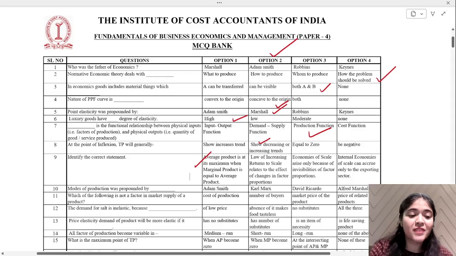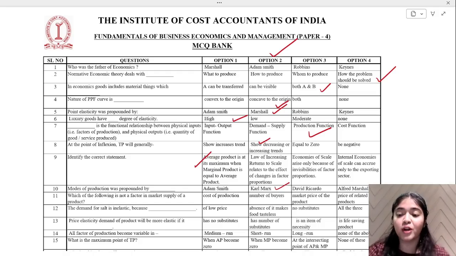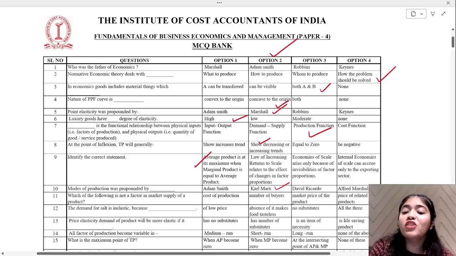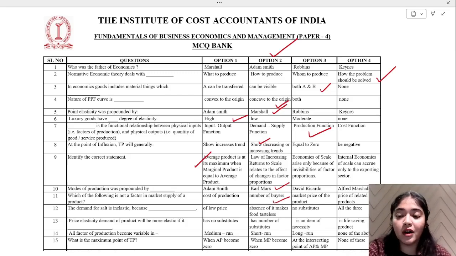Okay, correct. Modes of production was propounded by, now, which person propounded the modes of production? You have to read the question very carefully. That was Karl Marx. Correct. Which of the following is not a factor in market supply of a product? What is not going to affect the market supply of a product? Cost of production, number of buyers, market price of the product, or price of related products. So price of related products will affect, market price of the product which we are selling will affect, and cost of production also. Number of buyers is not a factor in market supply of a product. Okay, so that's option number 2.